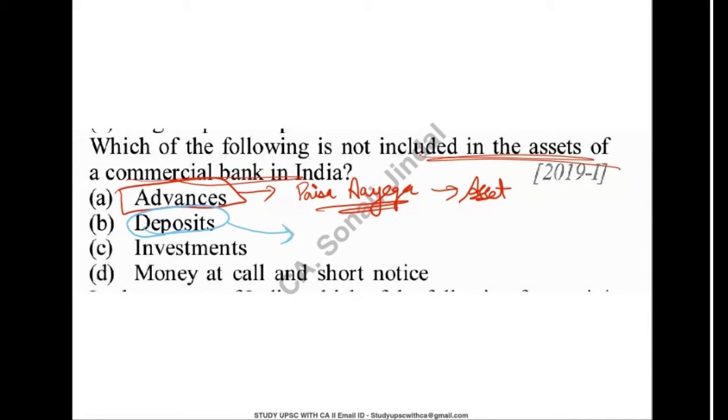Deposits. Deposit is made by the customers of the bank. It means future में पैसा देना पड़ेगा. It means this is liability.